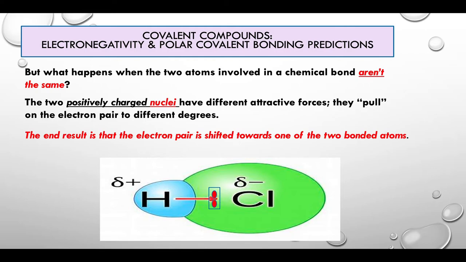The result is that hydrogen no longer is neutral. It has a slight positive charge, kind of like the plus on a battery. This funny little Greek symbol means that it has a slight charge and it's positive. Where chlorine, since it's holding these negative electrons closer, has a slightly negative charge because it feels those electrons closer.